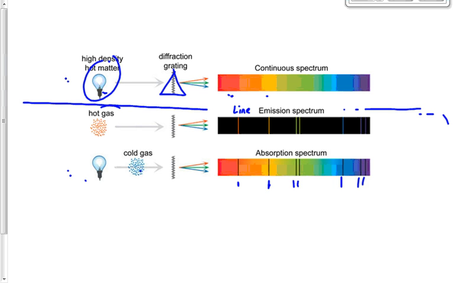The line emission spectrum is produced by hot gas under low pressure, electrons falling, and the absorption spectrum is produced by the cold gas absorbing photons, causing electrons to jump. What do you notice about those two spectra? They're exactly the opposite of one another. What does it tell you about those two gases, the hot gas and the cold gas? Well, one's hot, one's cold. In that sense, they're opposite.